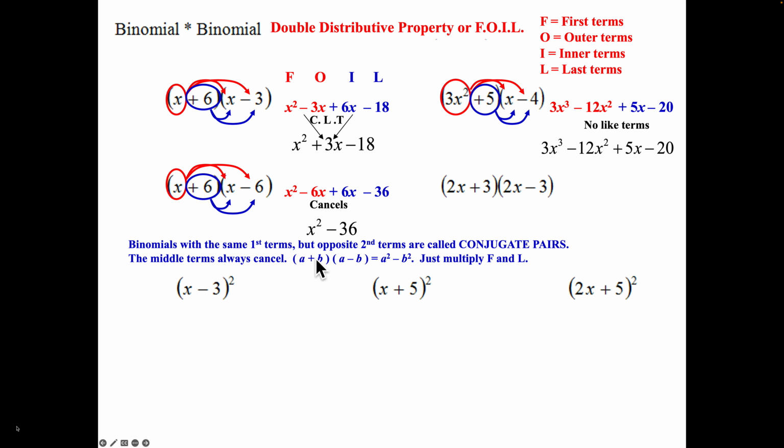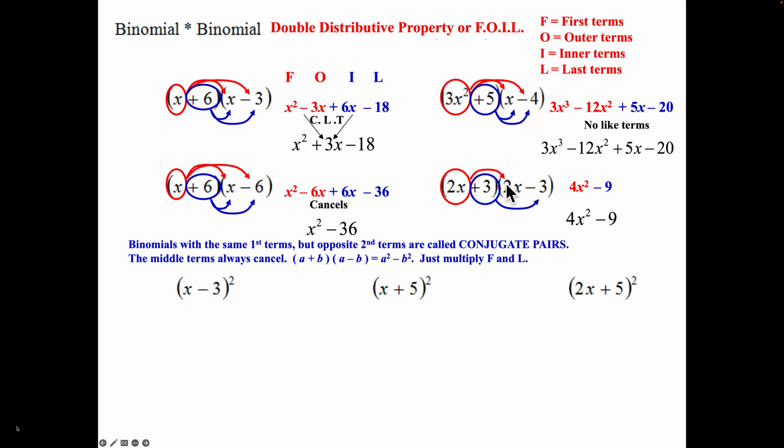Two binomials that look the same except one's a plus, one's a minus, or again it can go minus plus. The two middle terms will always cancel. So a shortcut is just to take the first term times the first term, last term times the last term, which gives you a squared minus b squared. So if we try that out here, 2x times 2x is 4x squared, plus 3 times minus 3 is minus 9. You are done. But again, you have to recognize these conjugate pairs.